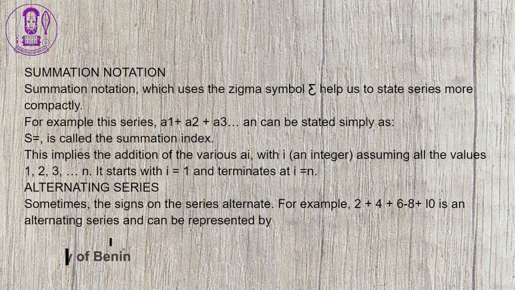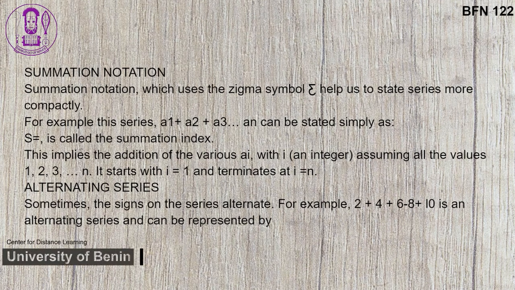Summation notation. Summation notation, which uses the sigma symbol, helps us to state series more compactly. For example, this series, A1 plus A2 plus A3, can be stated simply with a sigma, where i is called the summation index. This implies the addition of the various Ai, with i an integer assuming all the values 1, 2, 3, up to n. It starts with i equals 1 and terminates at i equals n.